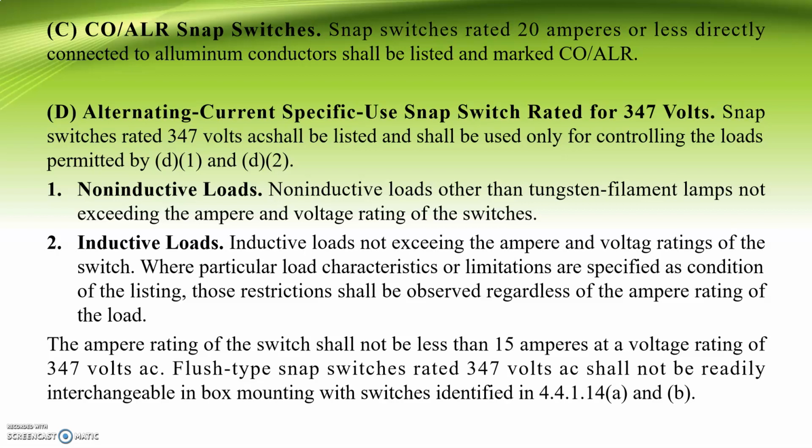characteristics or limitations are specified as condition of the listing. Those restrictions shall be observed regardless of the ampere rating of the load. The ampere rating of the switch shall not be less than 15 ampere at a voltage rating of 347 volts AC. So flush type snap switches rated 347 volts AC shall not be readily interchangeable in box mounting with switches identified in chapter 4.4.1.14a and b.